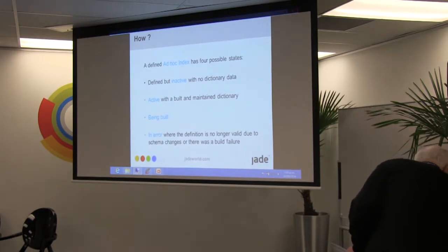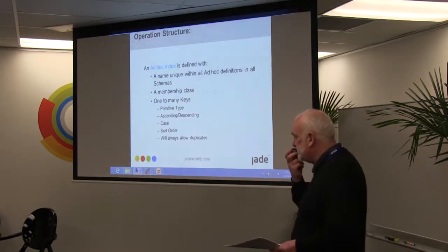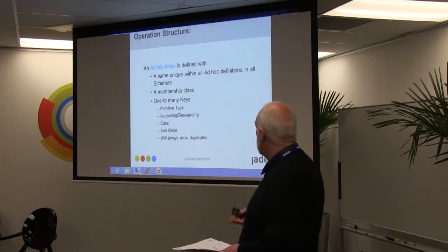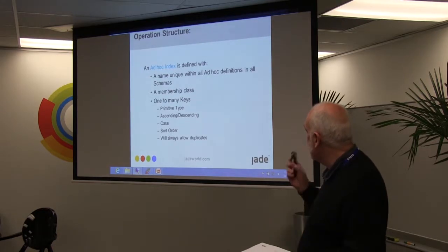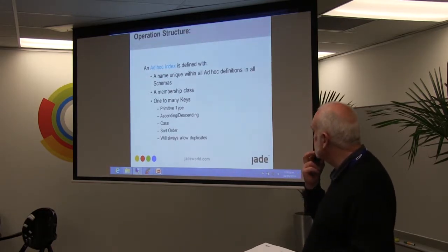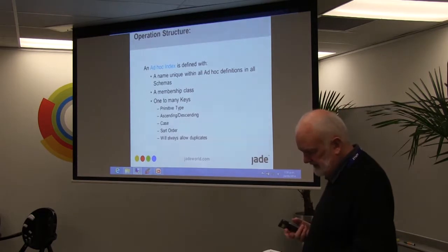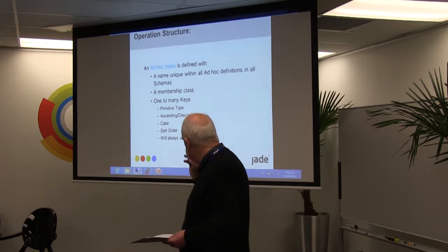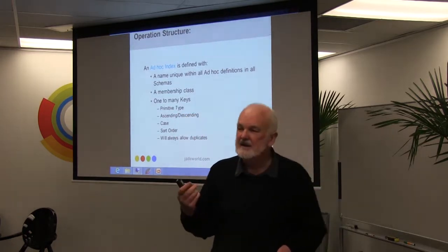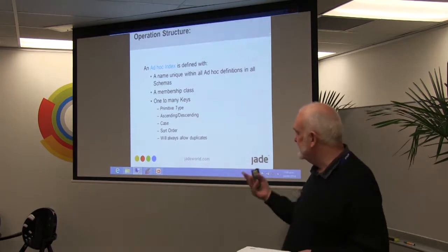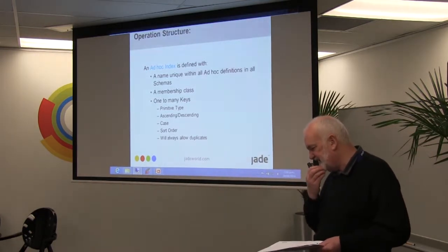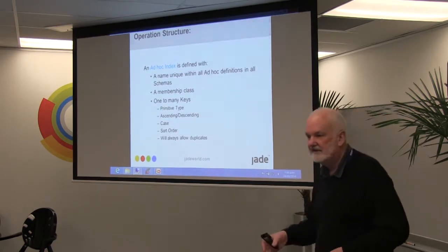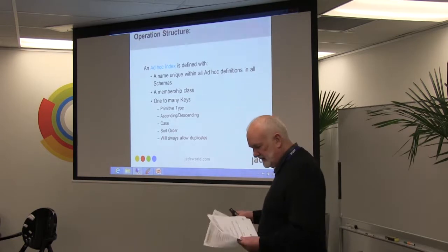As you saw, the index is defined with a name that's unique across all schemas. Well, you wouldn't have seen that, but they are global to all the schemas, and it has to be unique within the class, a normal class schema concept. It has a membership class, and you can control the ascending, descending, case, sort order. We don't allow you to set allow duplicates, because that depends on the content of the data that you're actually going to read, so it doesn't matter. We will always allow duplicates.